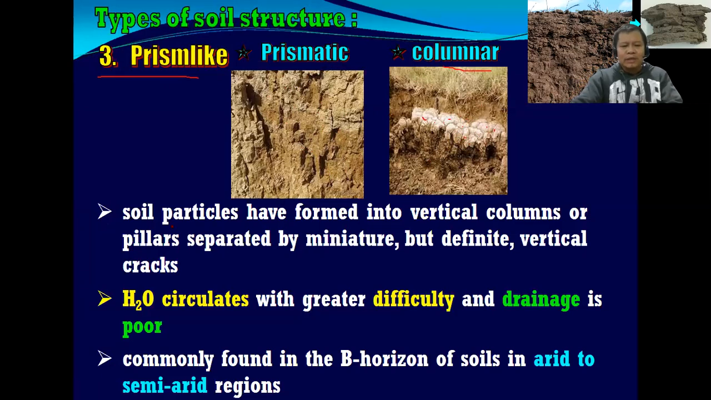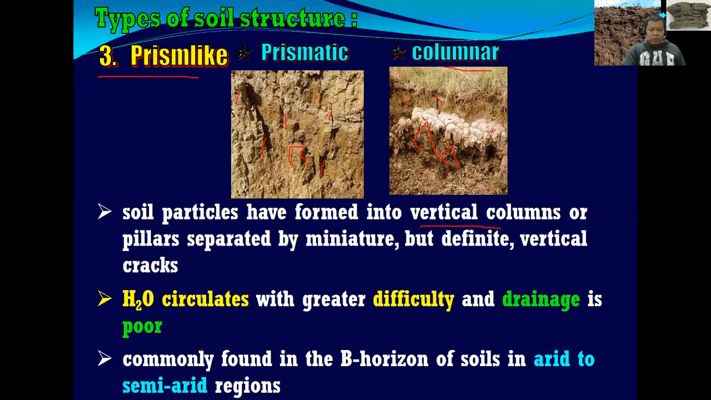So look at that. Soil particles have formed into vertical columns. Tingnan nyo, mayroong mga vertical column din. May mga ganun vertical column. Katulad din, vertical column, another vertical column. So some particles have formed into vertical columns or pillars, parang mga haligi, separated by miniature but definite vertical cracks. So mayroong mga cracks vertical. Katulad ito, may mga cracks vertical. Alright.